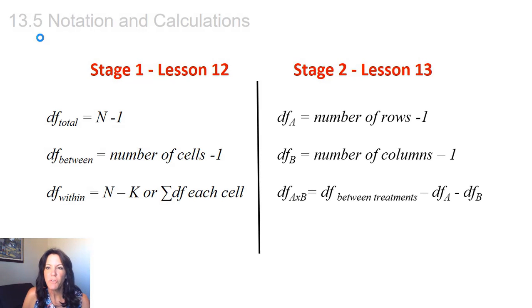But in stage 2 for this lesson, we have some different degrees of freedom that we're going to talk about. So this is what you're going to want to make sure you have in your notes: for degrees of freedom A, we take the number of rows that there are minus 1. For degrees of freedom B, we take the number of columns that there are minus 1. And the degrees of freedom for the interaction is a little different. We're going to take the degrees of freedom between, and subtract the degrees of freedom for A and degrees of freedom for B. And that's how we find degrees of freedom in the factorial design.